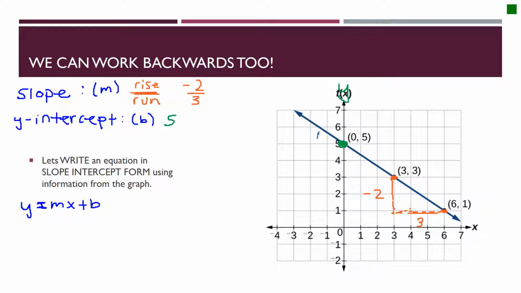Now I want to show you that it doesn't matter which 2 points you choose. So I'm going to go ahead and find the slope one more time using the points 0, 5 and 6, 1. So in this situation, you could even do it this way if you wanted to. We're going to calculate our run. Our run is 1, 2, 3, 4, 5, 6.